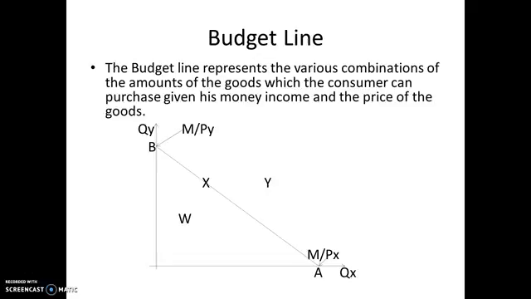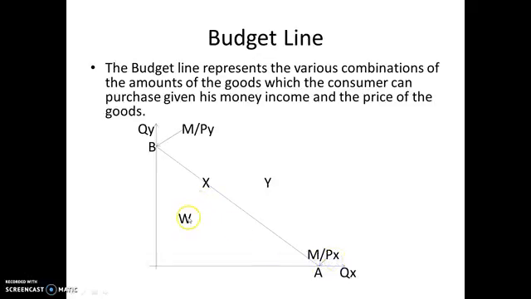First, the budget line, which we have already seen. It represents the various combinations of the two goods that the consumer can purchase given his money income. So the line BA is our budget line, where the y-intercept B is the money income divided by the price of commodity Y, and the x-intercept A is the money income M divided by the price of X.